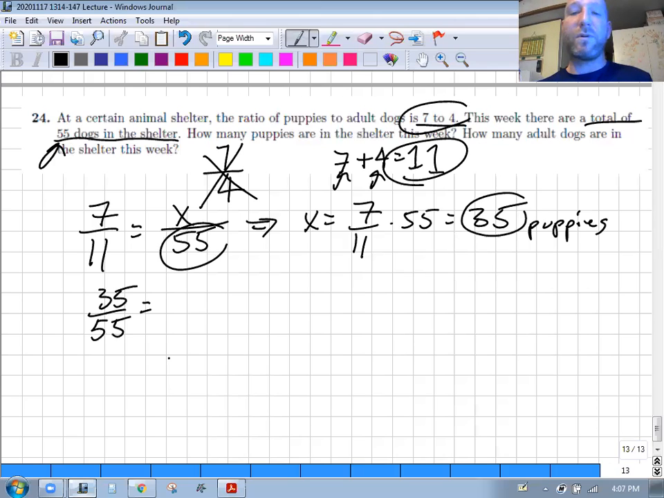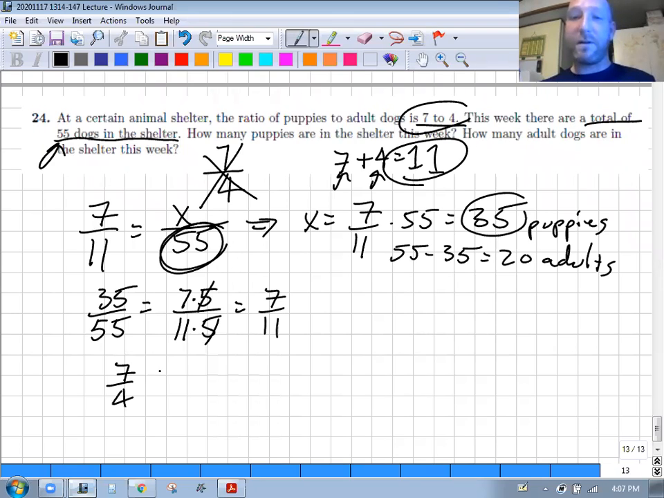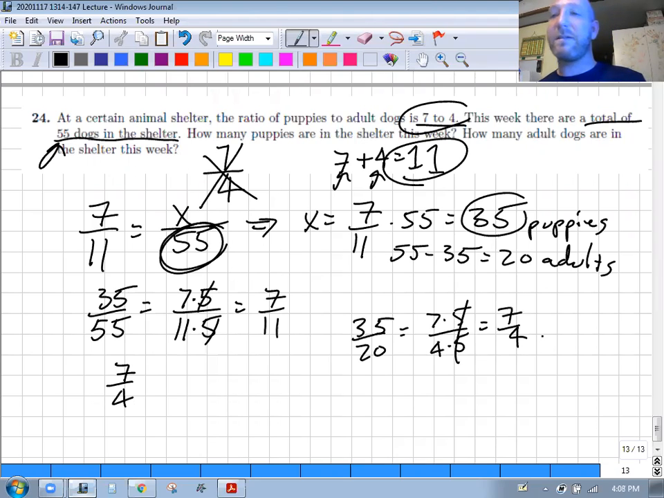That should be the same as 7 to 4, right? All right, 35 is 7 times 5, and 55 is 11 times 5. This is the ratio of 7 to 11, right? So 35 puppies, 55 total. 55 minus 35 tells us there are 20 adults. So 7 to 4, let's see, 35 to 20 should be the same as 7 to 4, right? 35 is 7 times 5, 20 is 4 times 5. Does that make sense?